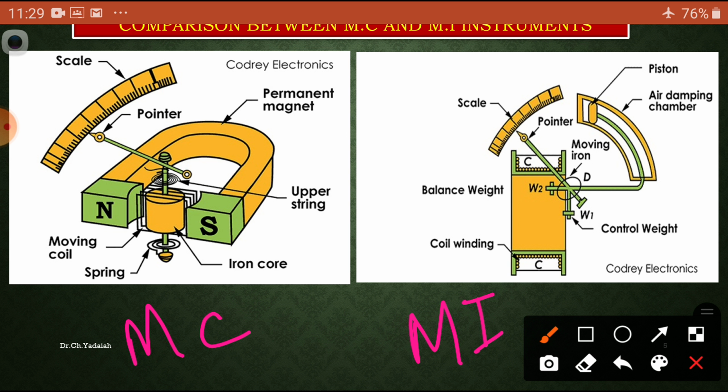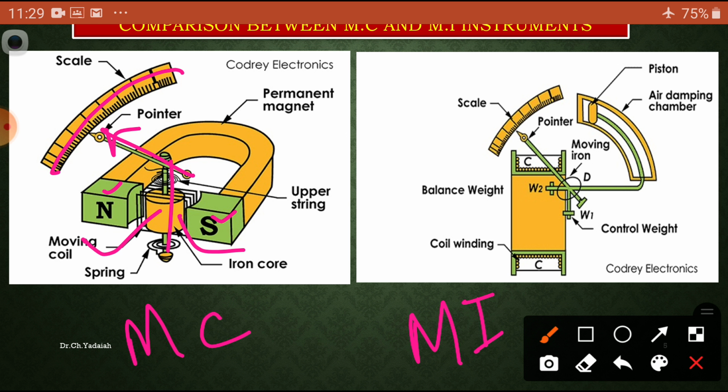You know the basic principle of the moving coil instrument. It has 2 magnetic fields. One magnetic field is produced by a permanent magnet, a U-shaped magnet with a north pole and south pole, and an electromagnetic coil is placed on a spindle, on an aluminum frame, and it will move on a calibrated scale when supply is given to this coil. This is the basic principle.